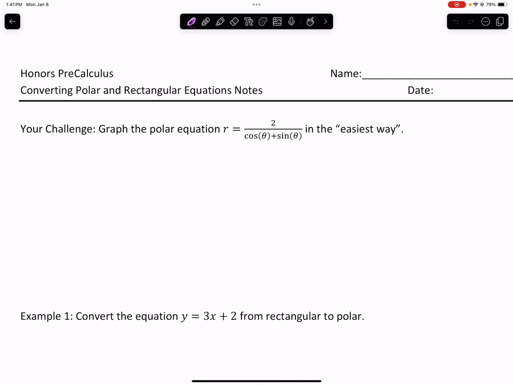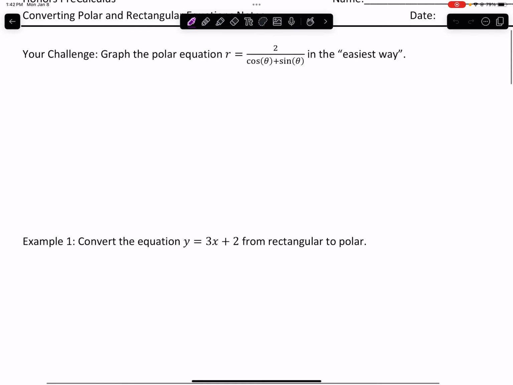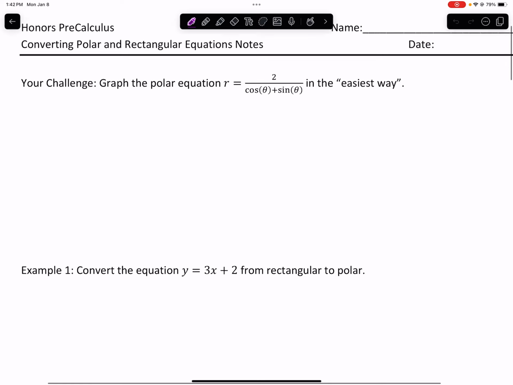Okay, welcome back. So what I'm thinking is you tried to plug in some angles, right? And then figure out what the radius is, plot those points, and start trying to graph. That is not exactly the easiest way. We're going to come back to this in a second.